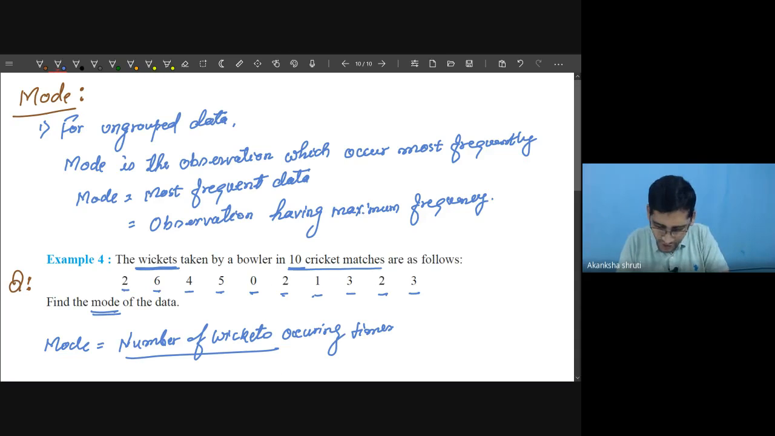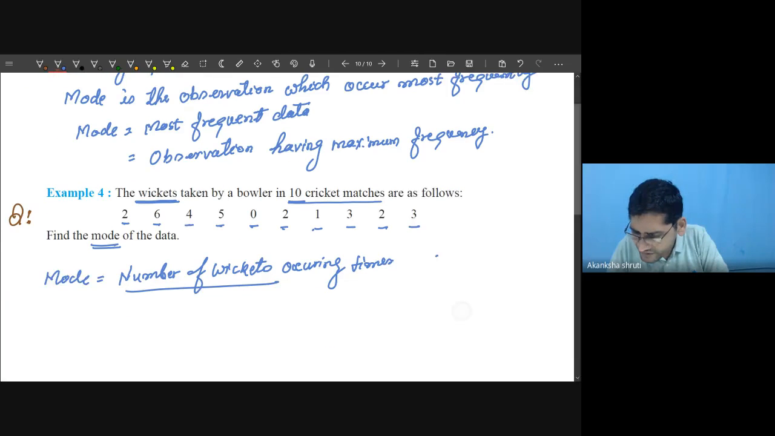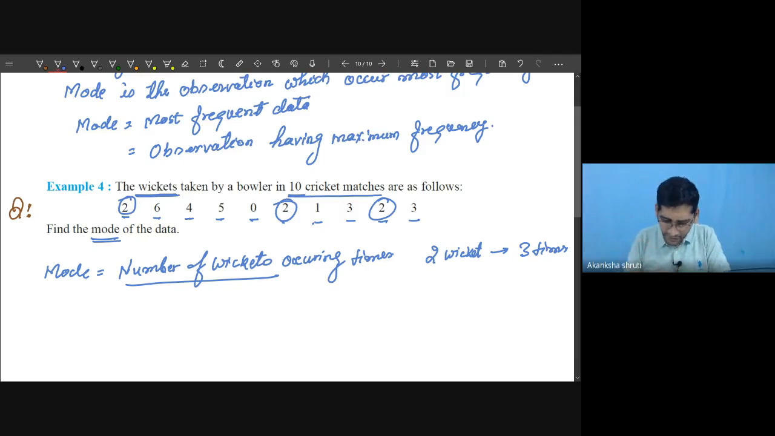Students, here we are observing that if we count for the 2 wickets, so this is the rough work I am doing, though we can write it directly. So 2 wickets occur how many times? 1 time, 2 times, and 3 times. So it is 3 times. Keep in mind, mode is always the data itself. It is the number of wickets that we need to give as the mode.